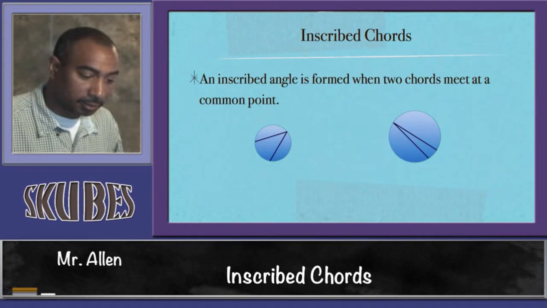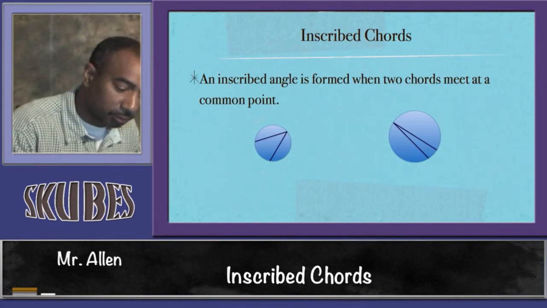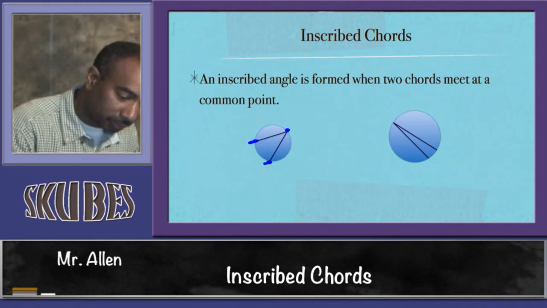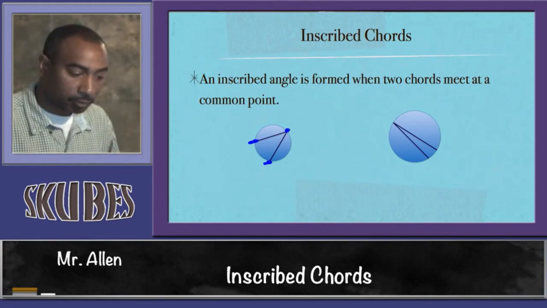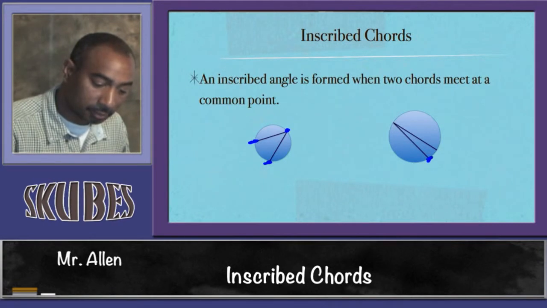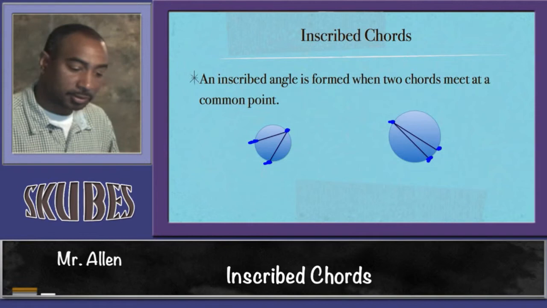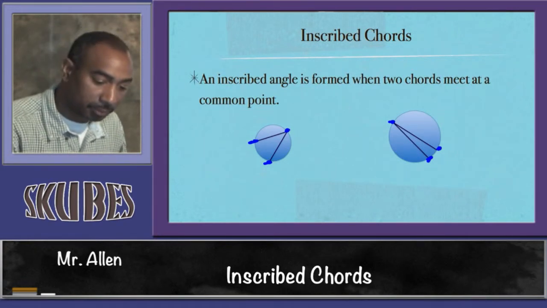An inscribed angle is formed when two chords meet at a common point. So we have these two chords, but they meet at a common point, which forms an inscribed angle. And likewise, these two chords form an inscribed angle because they meet at a common point.